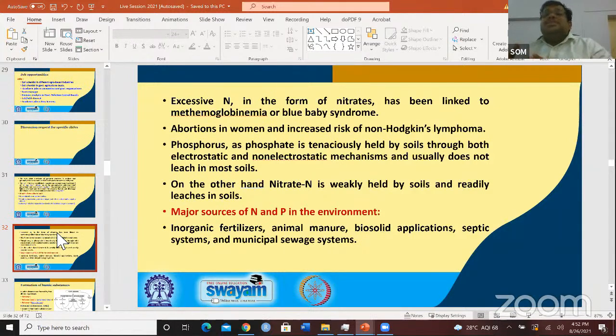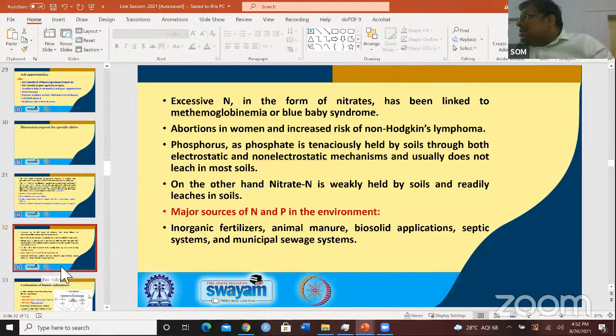The major sources of nitrogen and phosphorus in the environment are inorganic fertilizers, animal manure, biosolid application, septic systems, and municipal sewage systems. These are the sources which can create eutrophication in water bodies. Effluents from municipal sewage systems also contain huge amounts of nitrogen and phosphorus, and when they reach a water body, they will create eutrophication.